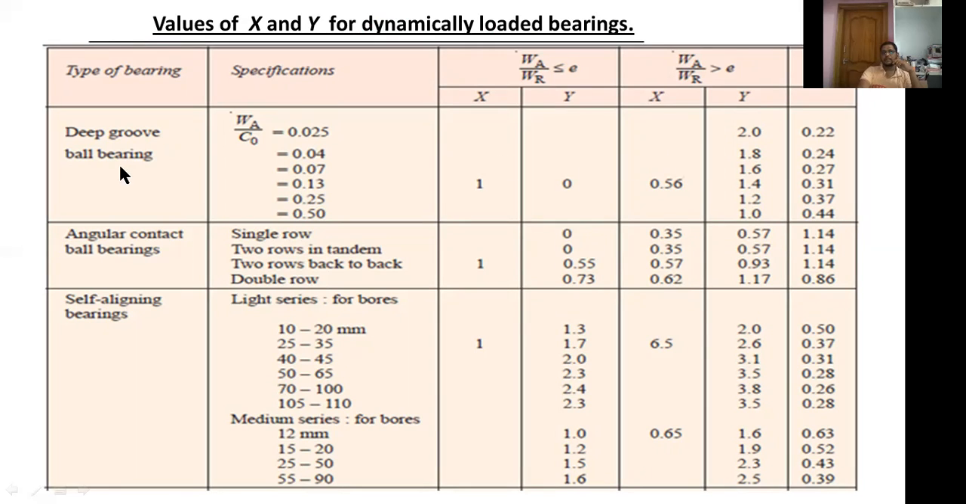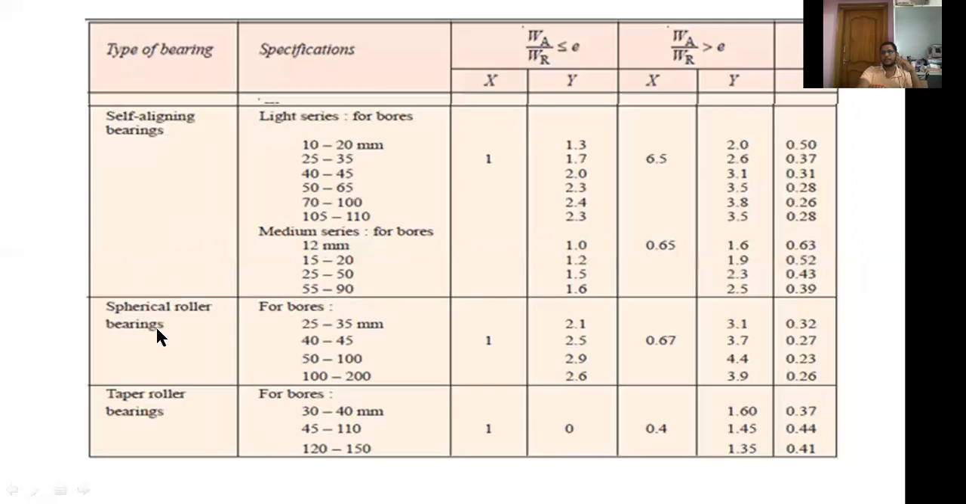For deep groove ball bearings we are using these values, for angular contact ball bearings we are using these values, and for self-aligning ball bearings we are using these values. Here different types are there. Series for bores: 10 to 20 mm, 25 to 30 mm, 40 to 45 mm, 50 to 65 mm. These are the different bore series. These are the medium series. Spherical roller bearings and tapered roller bearings are also there. These are some examples for rolling contact bearings.